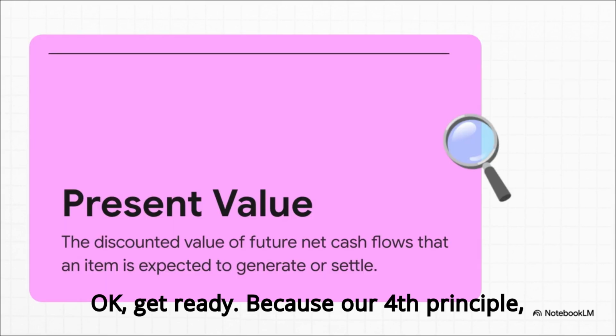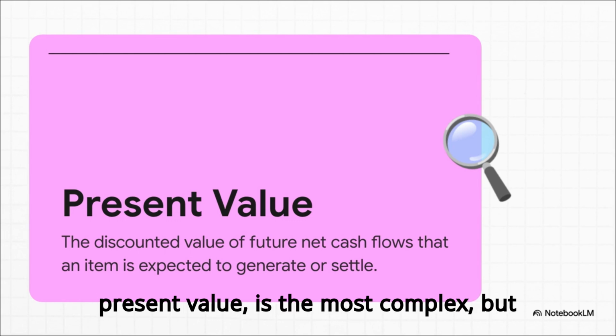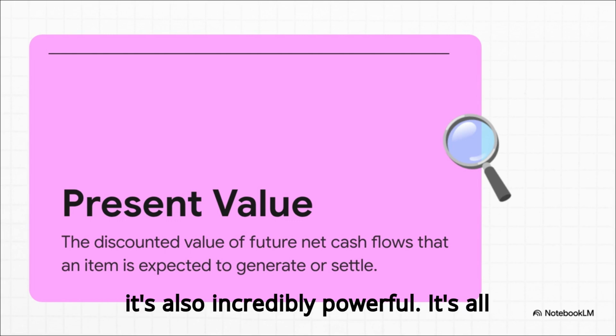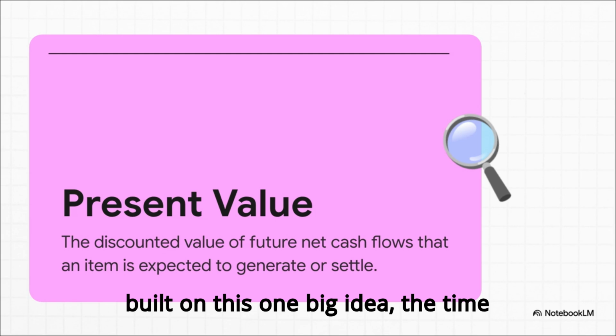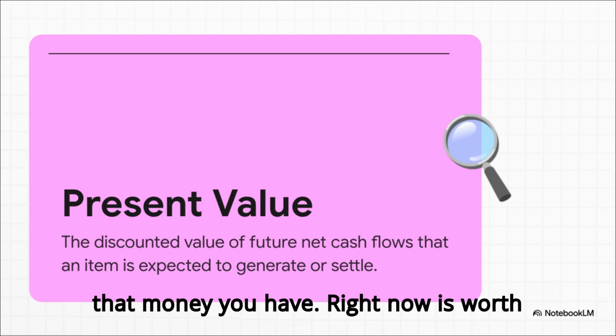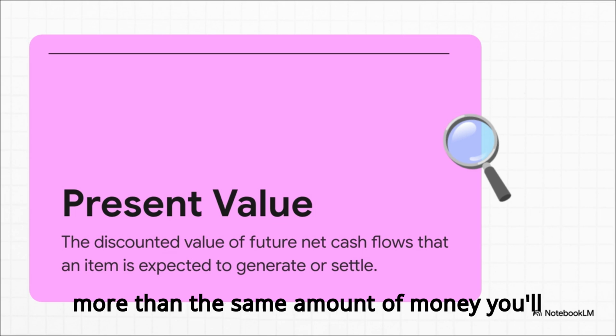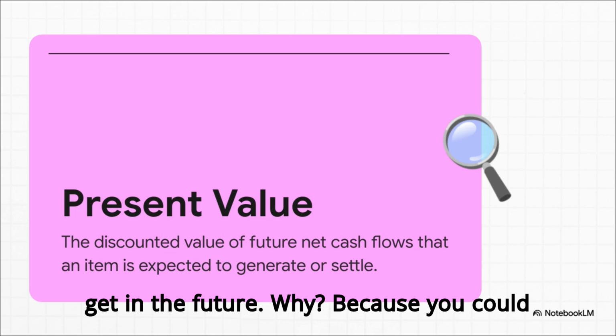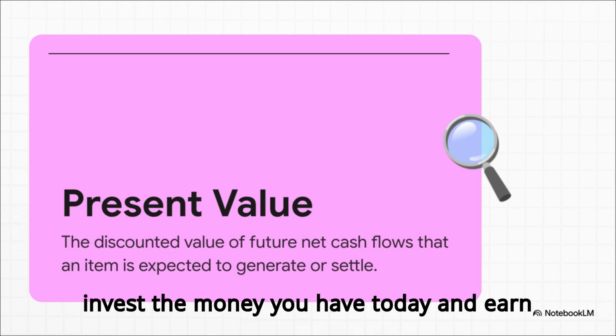Okay, get ready because our fourth principle, present value, is the most complex, but it's also incredibly powerful. It's all built on this one big idea, the time value of money. And all that means is that money you have right now is worth more than the same amount of money you'll get in the future. Why? Because you could invest the money you have today and earn interest on it.